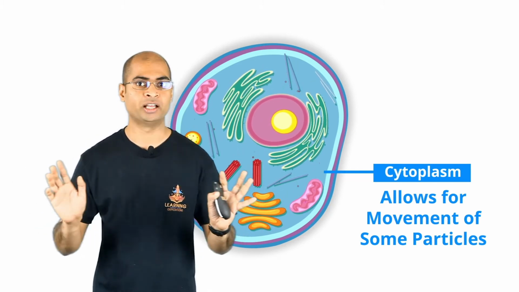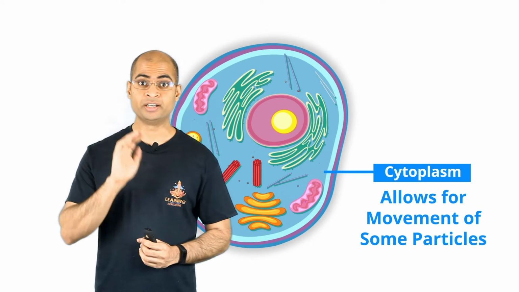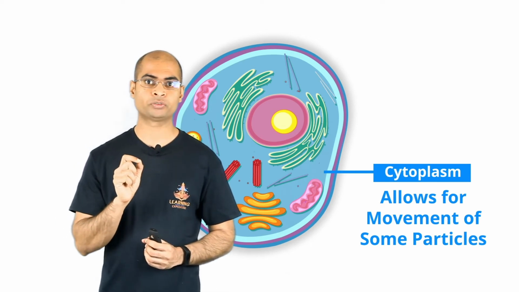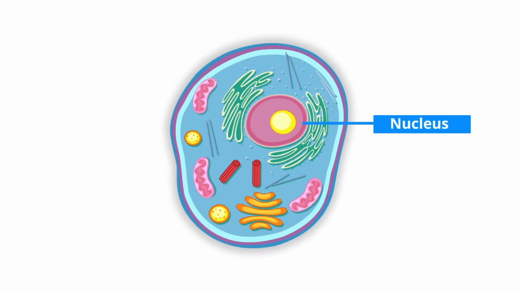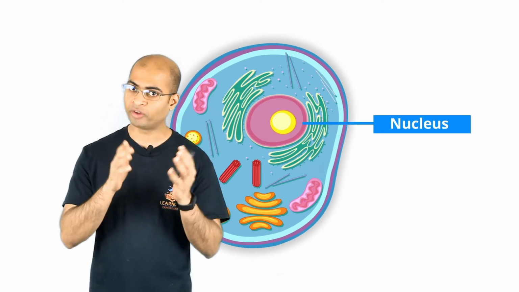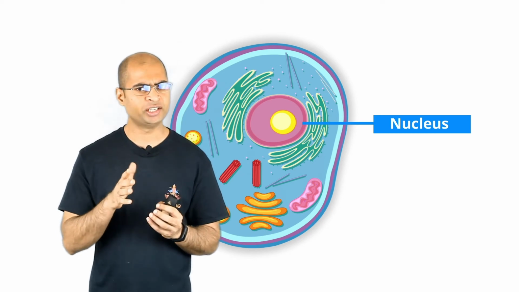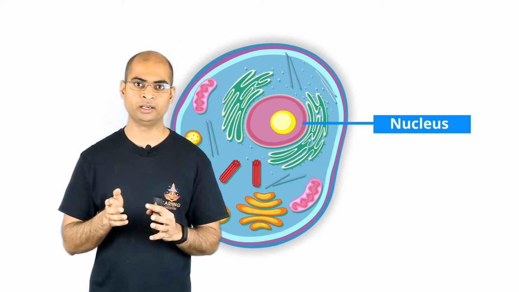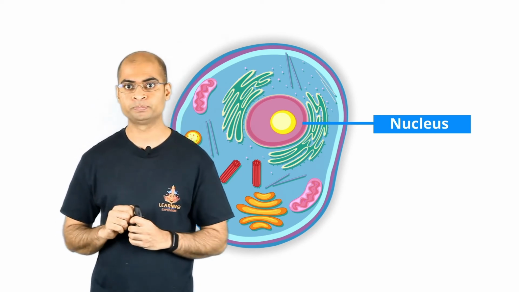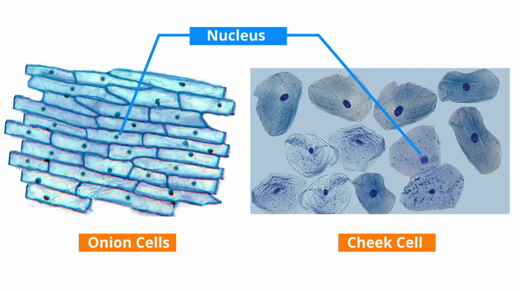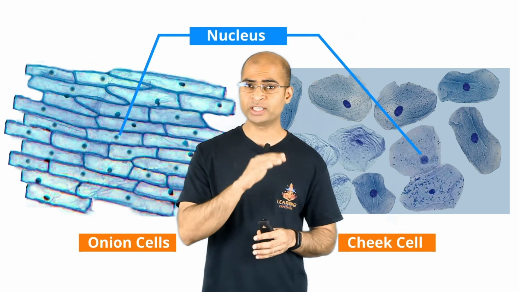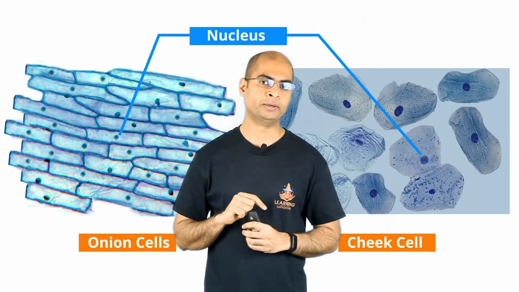This is very critical for proper functioning of that cell, and that is why cytoplasm is a very important part of any cell. Alright, the next very important component of a cell which we are going to look at is called the nucleus. This nucleus is spherical in shape and is generally located in the center of the cell, suspended in the cytoplasm. We can actually see the nucleus in both the onion and the cheek cells that we saw under the microscope.